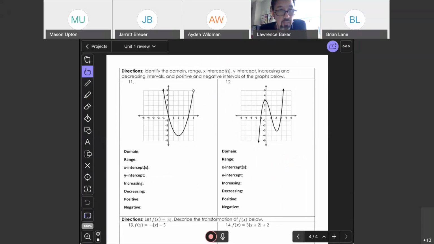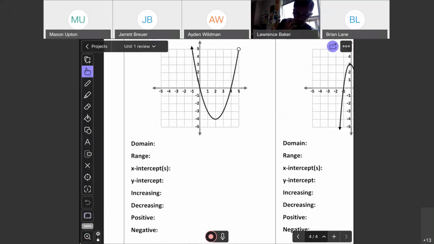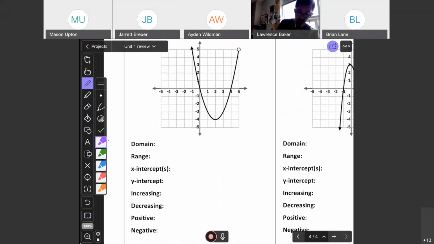Okay, good. Okay. 11, 12 here, a lot of questions, but domain, range, x-intercepts, y-intercepts, those should be easy peasy for you guys. I know the increasing, decreasing is more difficult, so we can talk about that. But we just did domain and range, leftist to rightist. So we're seeing that arrow. This is continuous, right? So we're going to do interval notation.